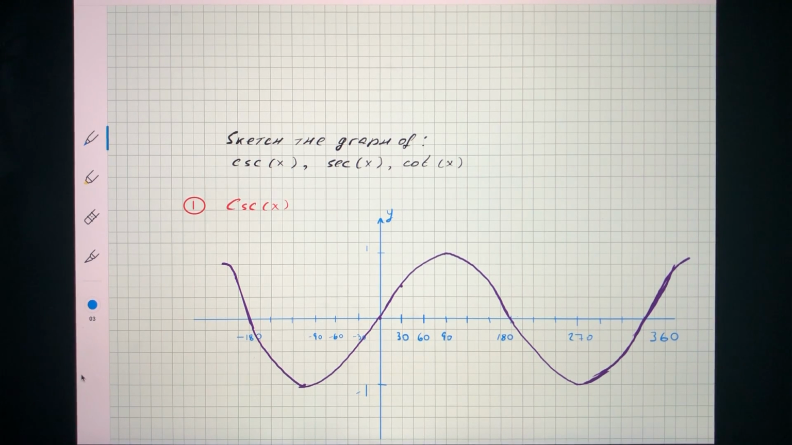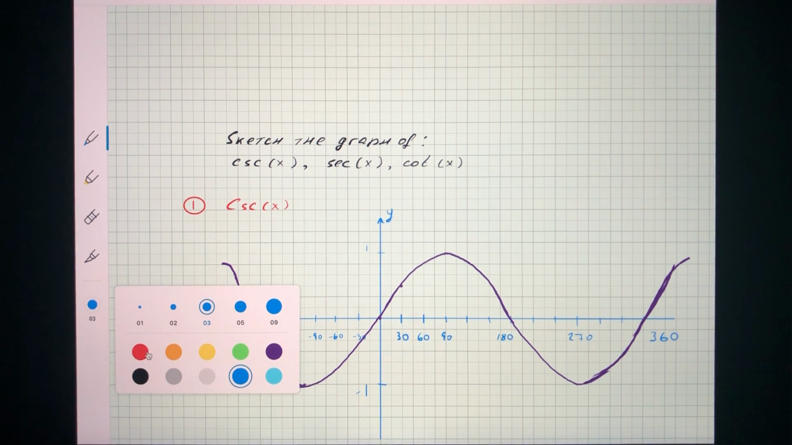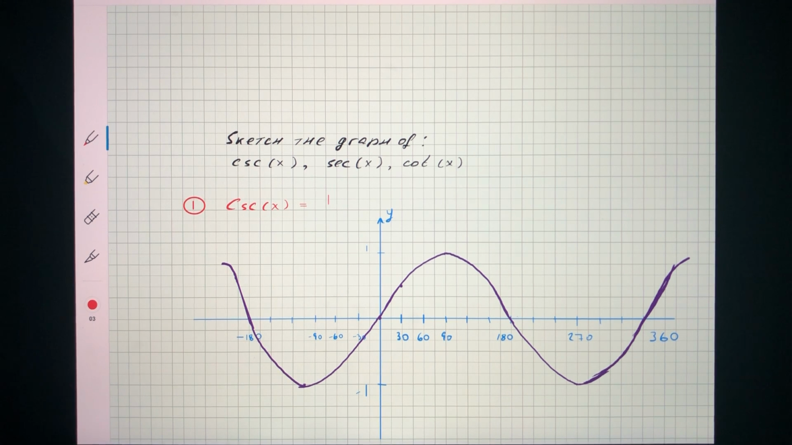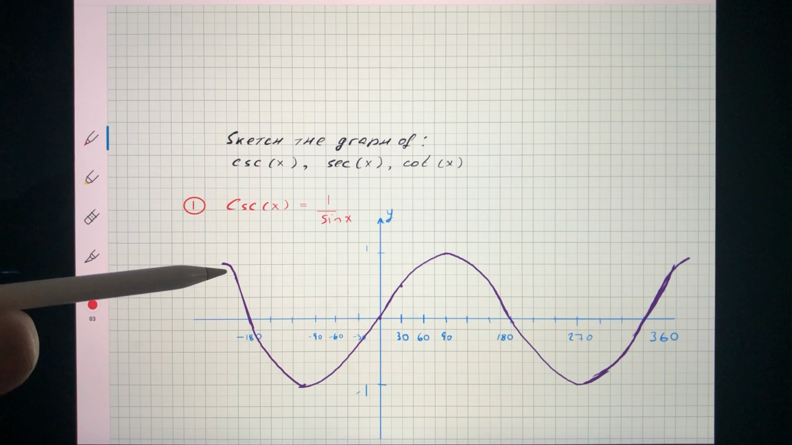Hello, in this video let us look at how to sketch the graph of the other three trigonometric functions: cosecant, secant and cotangent. So the first one is cosecant. Cosecant is 1 divided by sine, and so below is the picture for the sine.